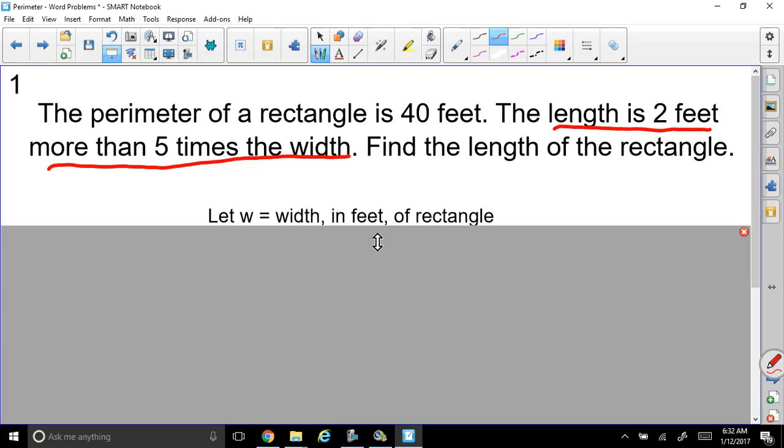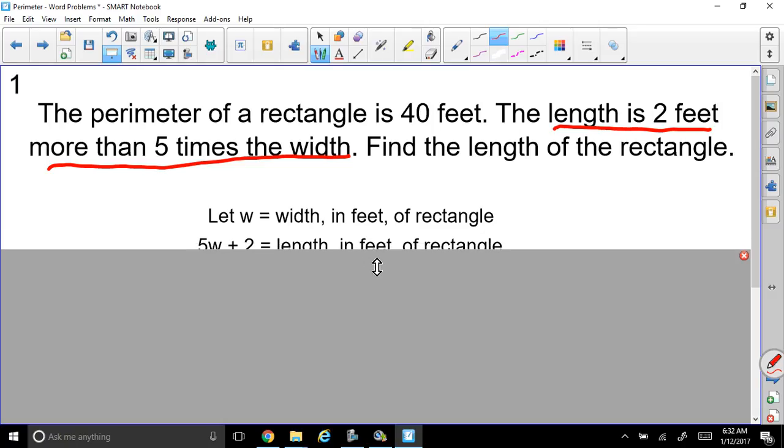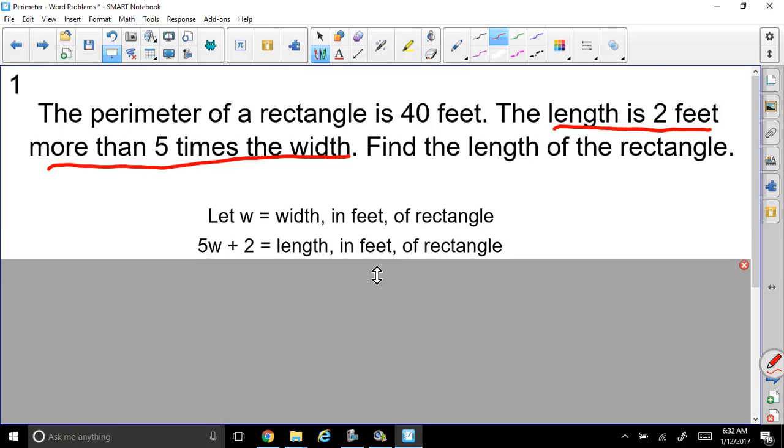5 times the width, that'd be 5W. And more than would be in addition to, so we'd add 2 to that, and that would give us the length. So the length would be 5 times the width plus 2 feet. So that would be how we would represent our length.